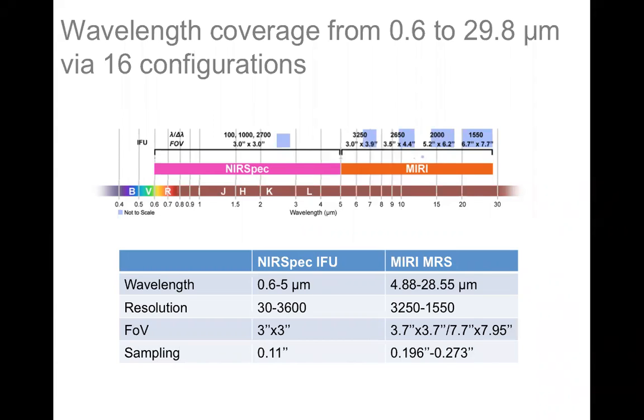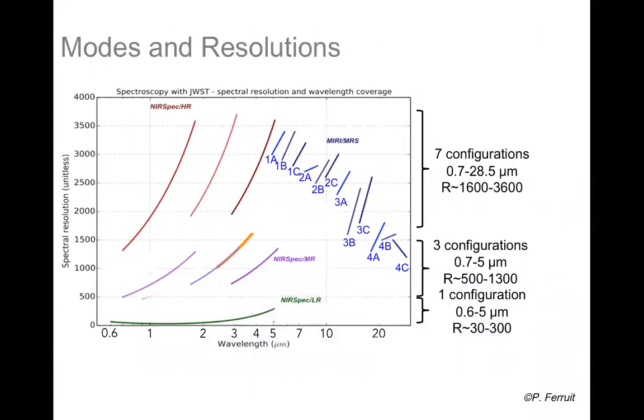So the two IFUs have actually quite similar fields of view of about 3 by 3 arcseconds, and they have different configurations for different resolutions, from very low to very high resolution. So here is a plot of the resolution versus the wavelength. As you can see, there are many options.